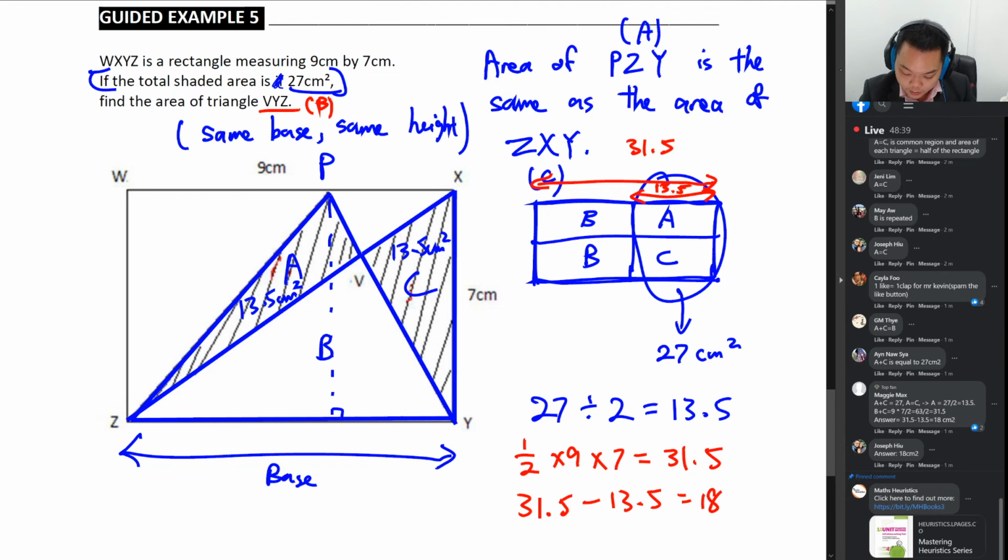Which will give you 18. So the answer here is 18 cm squared. Okay.